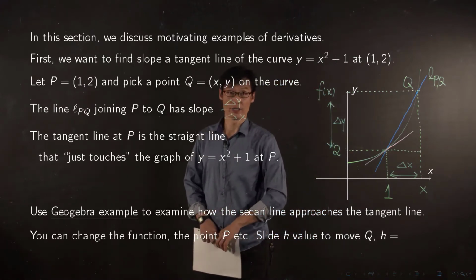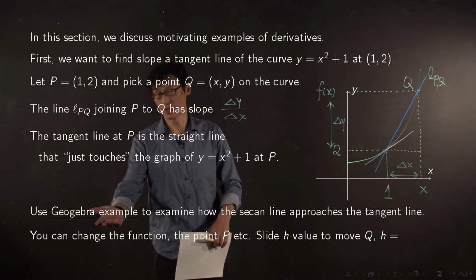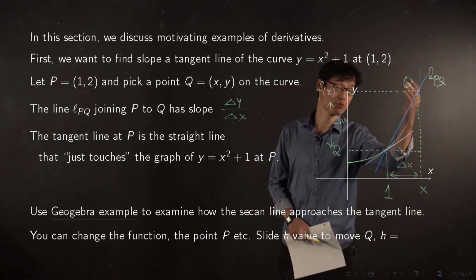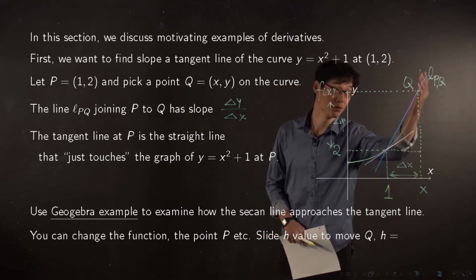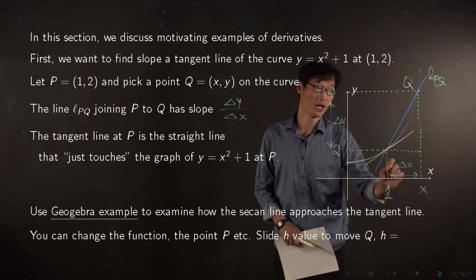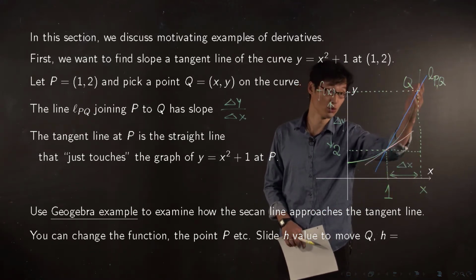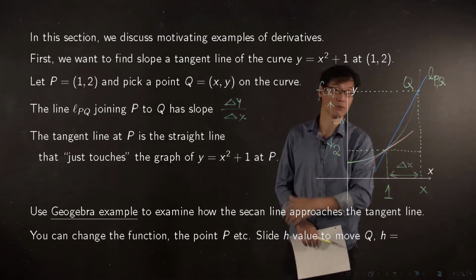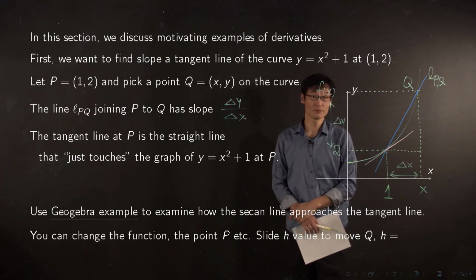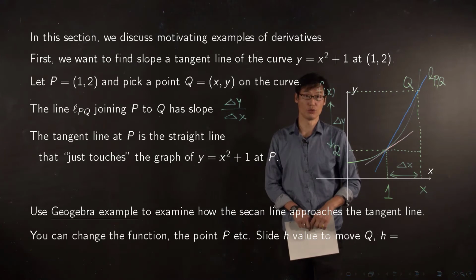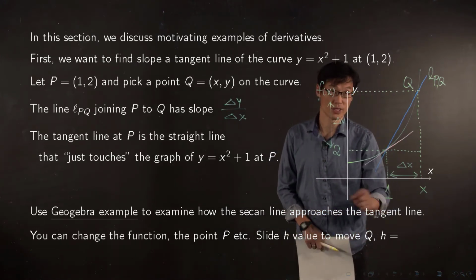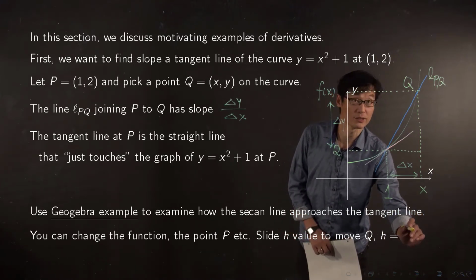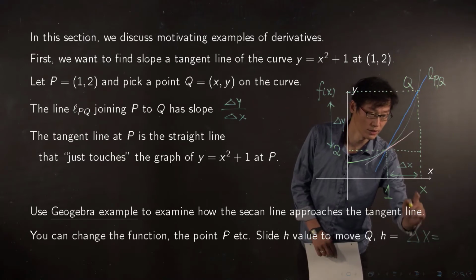In the notes that we provide, you can click this link, 00 example, and you can control the slide bar to move this point Q and the line L sub PQ. Then you will see how this line behaves and how it approaches the tangent line, this red line. In this GeoGebra example, you can slide the bar to control this h, and this h is actually nothing but delta x, or in this case x minus 1.